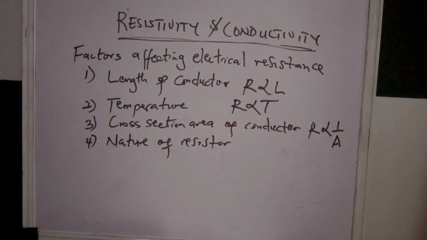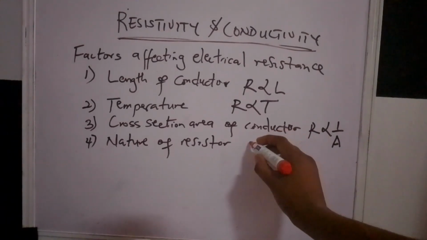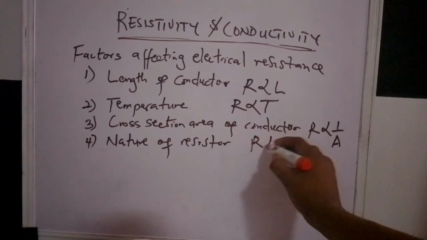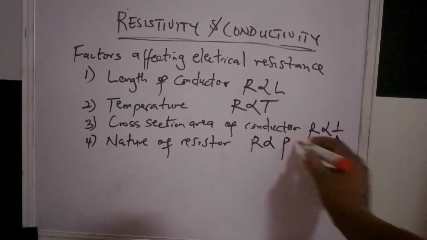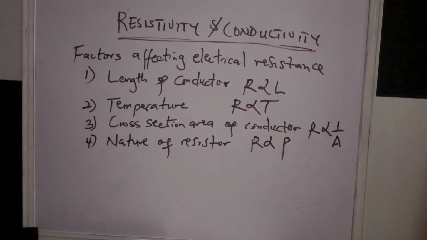Then finally, we're talking about the nature of the resistor material. The resistance of a circuit is also proportional to the nature of the resistor, which we can otherwise call the resistivity of the material. So we'll say that the resistance of a circuit is also proportional to the resistivity. Having all these parameters, we should know that the resistivity of a material is measured in ohm meters.